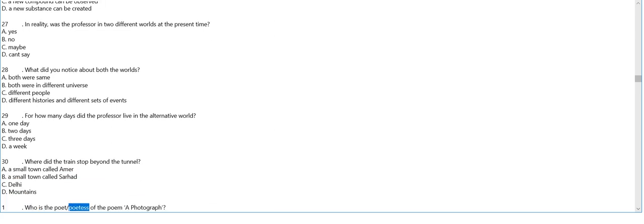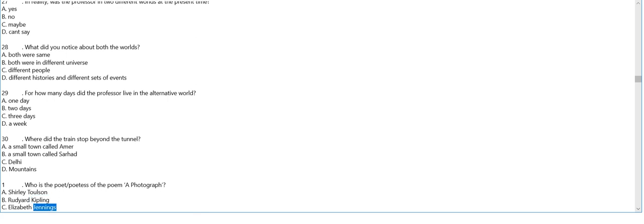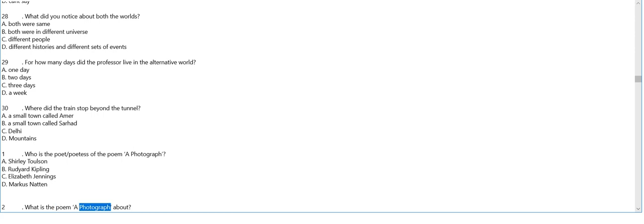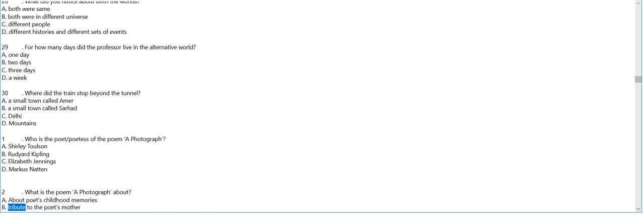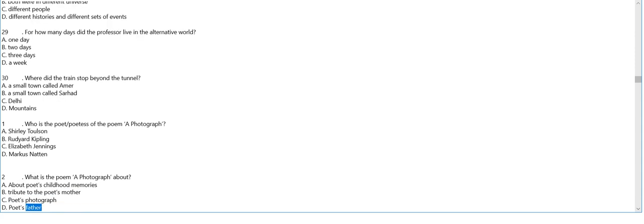1. Who is the poet/poetess of the poem A Photograph? A. Shirley Towson. B. Rudyard Kipling. C. Elizabeth Jennings. D. Marcus Nathan. 2. What is the poem A Photograph about? A. About poet's childhood memories. B. Tribute to the poet's mother. C. Poet's photograph. D. Poet's father.